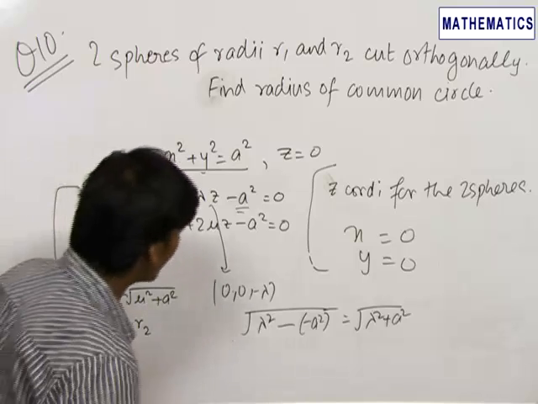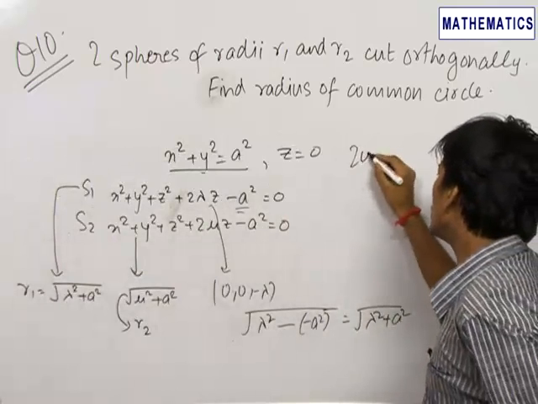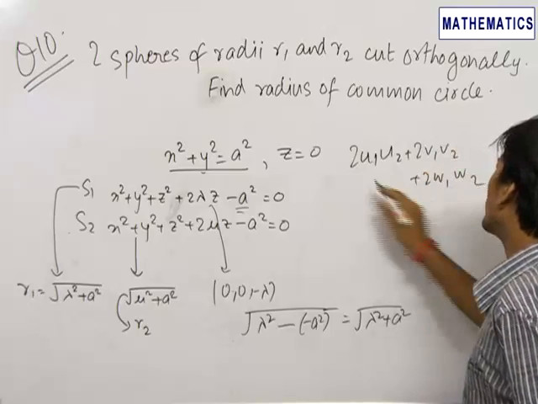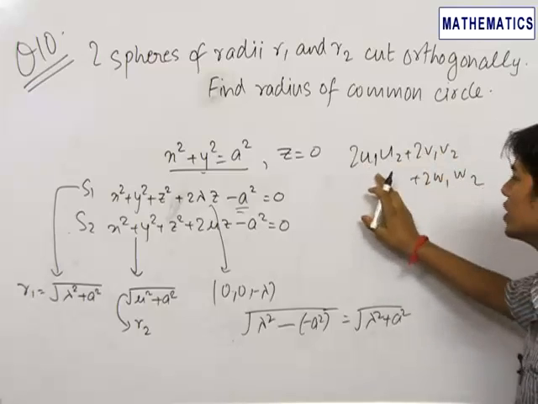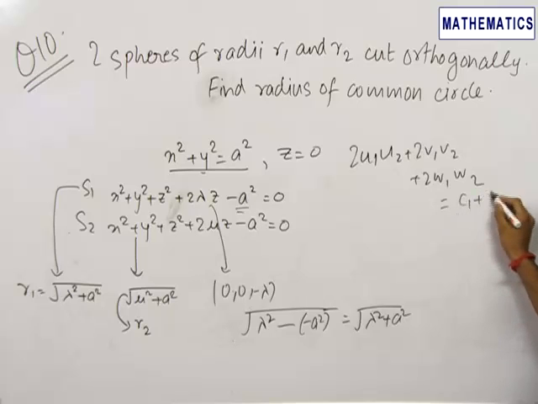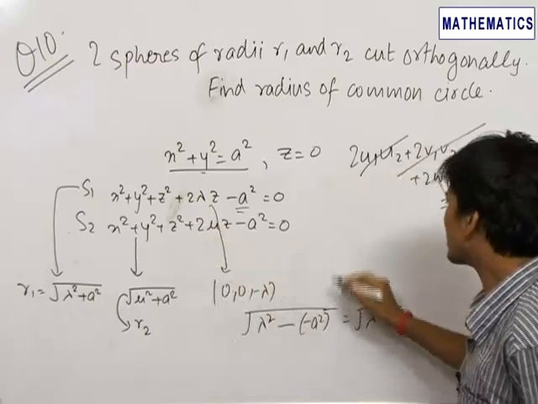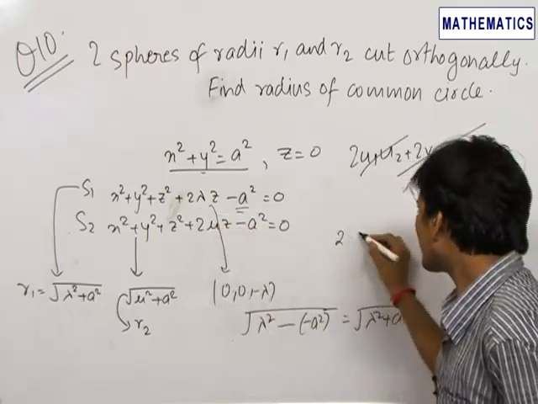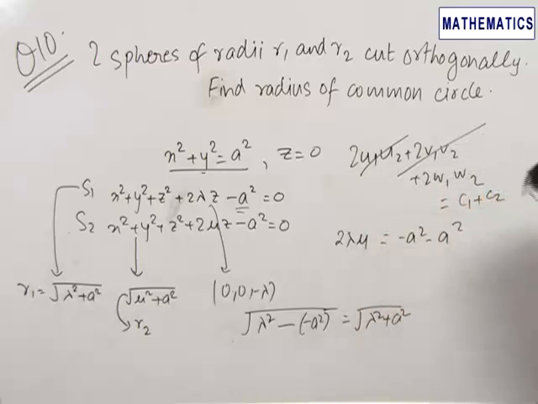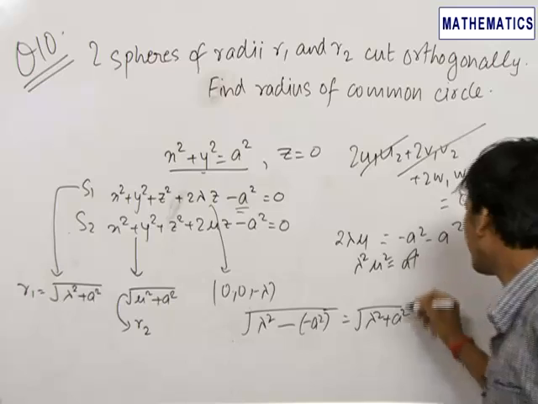Now we know that the condition for two spheres to cut orthogonally is 2u1 u2 plus 2v1 v2 plus 2w1 w2, where u1 u2, v1 v2 and w1 w2 are the coefficients of x, y and z in the two spheres respectively. This is equal to the sum of the two constant terms. Therefore applying this over here, u1 u2 and v1 v2 are 0, so we get 2 times lambda into mu. This will be equal to minus a square. So therefore we get lambda square into mu square is equal to a to the power 4.